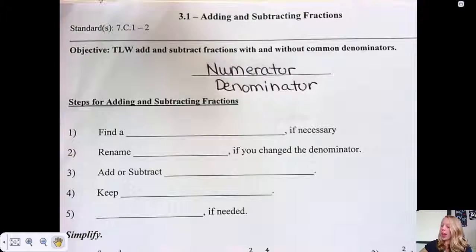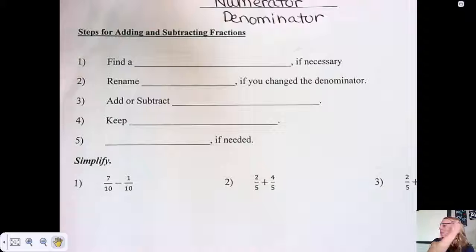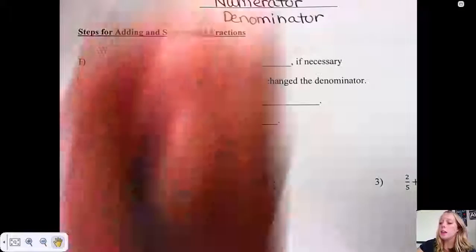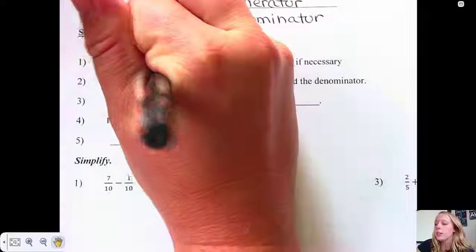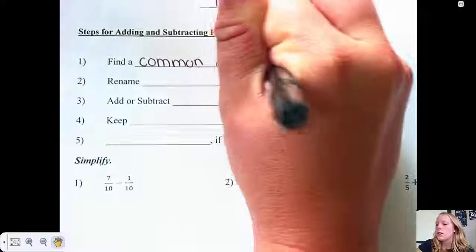Now, when adding fractions, I know you guys have learned this before. Let's just review the process of how you should add and subtract fractions. Step number one, find a common denominator if necessary.